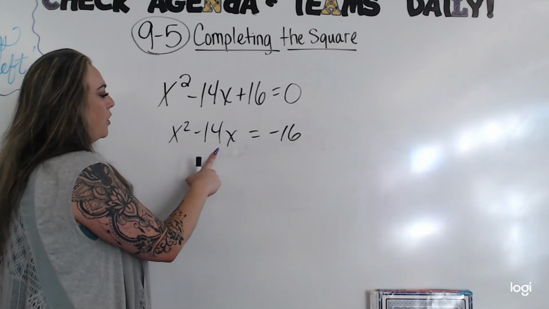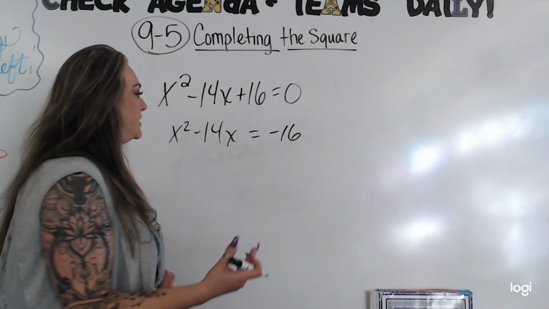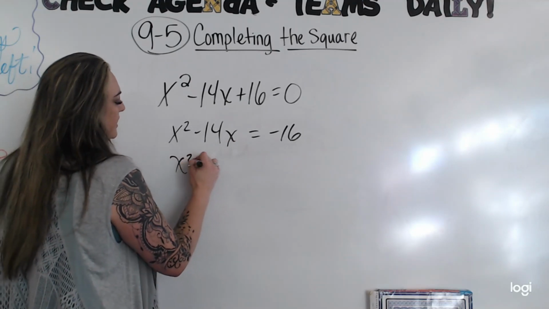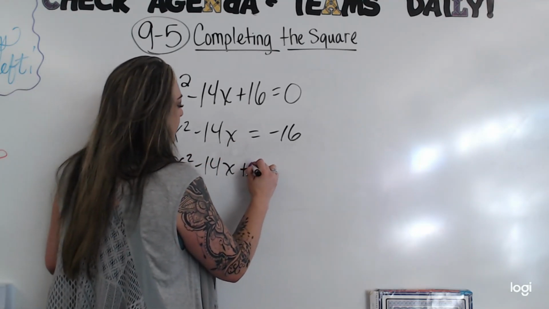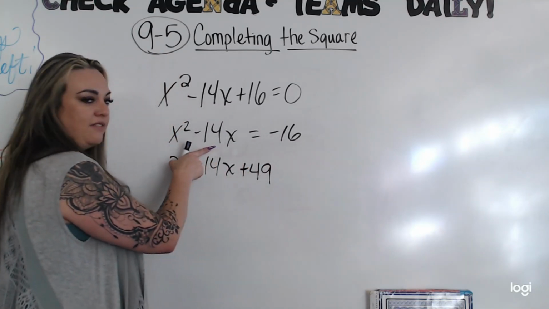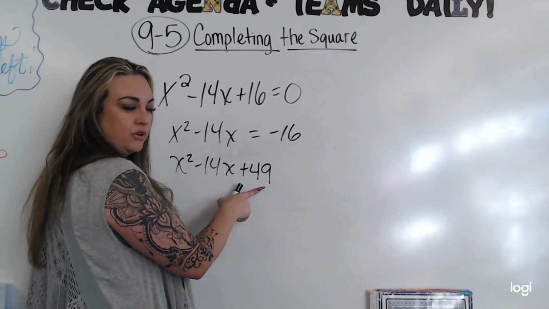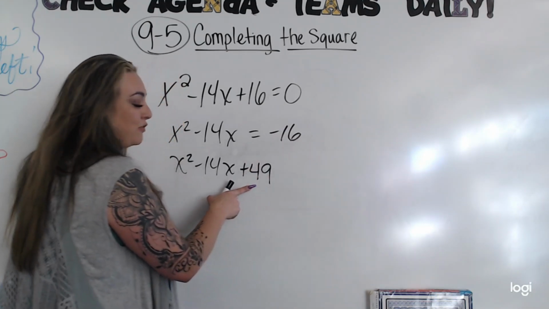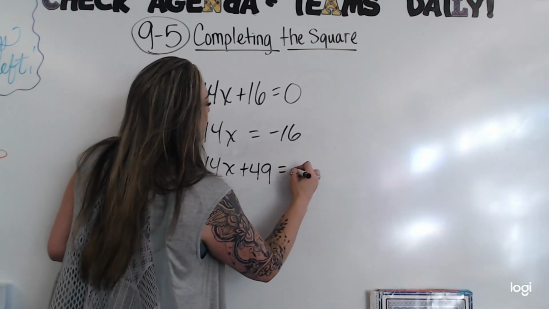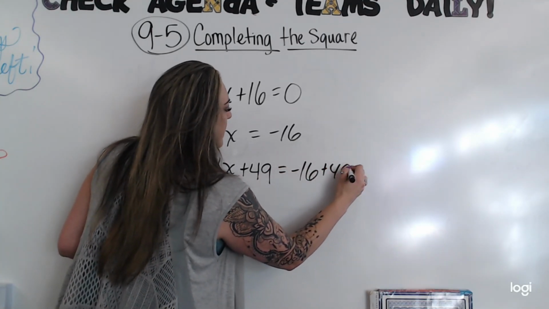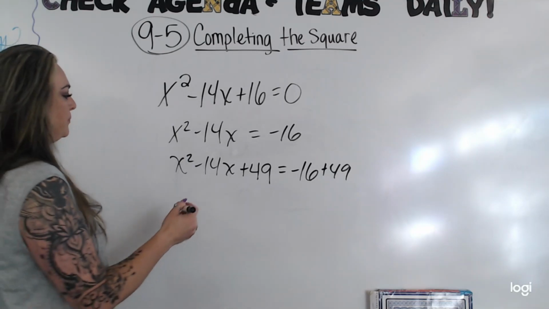Well, to get negative 14 when we're adding, it would be negative 7 and negative 7 added together, which means that our last term would be positive 49. If we square negative 7, which gives us negative 14 as a sum, we get positive 49. But if we add 49 here, we have to add it to the other side, right? So we add 49 to negative 16 as well to keep our equation true and balanced.